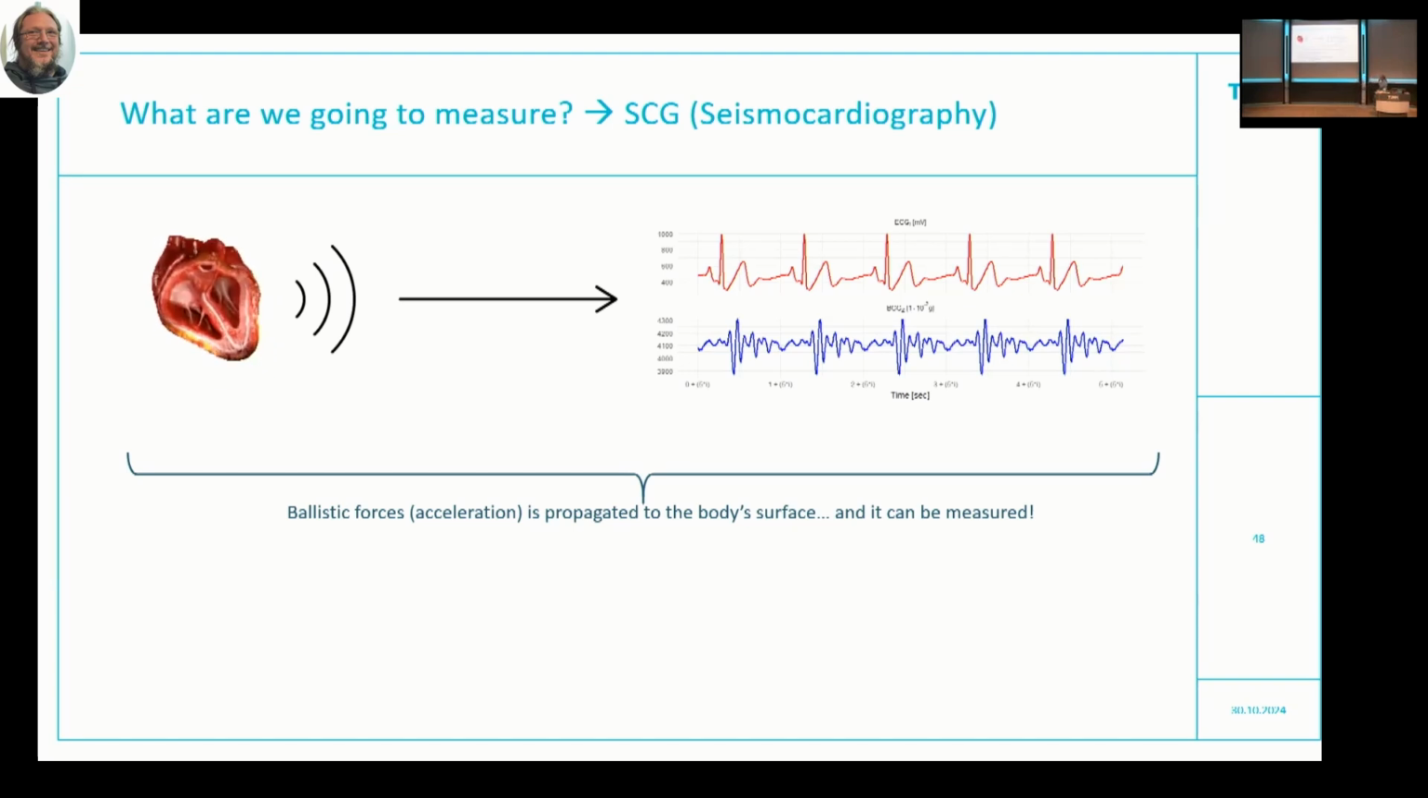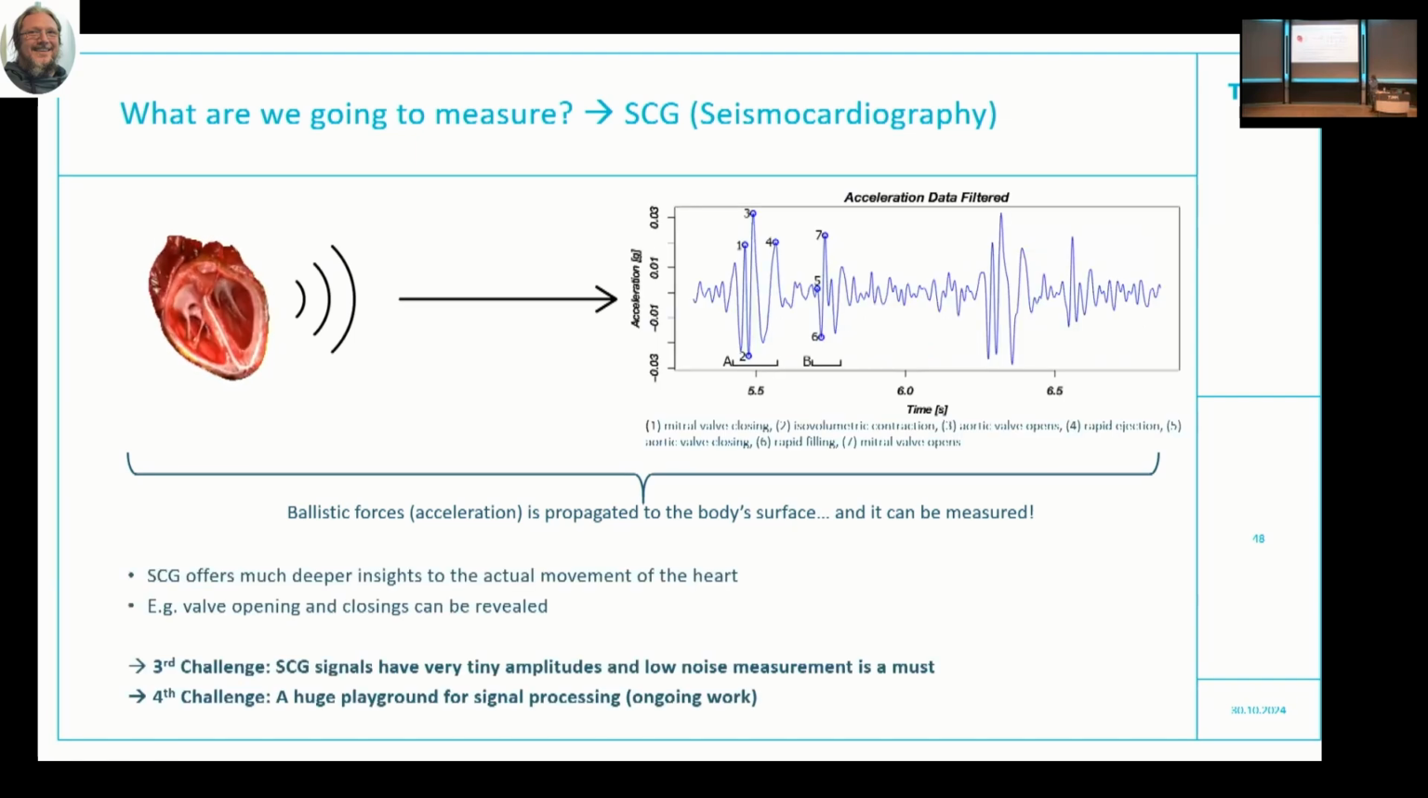But the issue is, again, that we also have some challenges here. The acceleration that we can measure is really low, so it's close to the noise floor of this usual MEMS sensor. Therefore, we have to think about methods for how we can improve this. The outcome would be really interesting because it gives you much bigger insight into cardiac functions like valve openings and closings, but I'm not a physician, so this is what I've been told. Therefore, we have to have sensors that can actually detect these things.